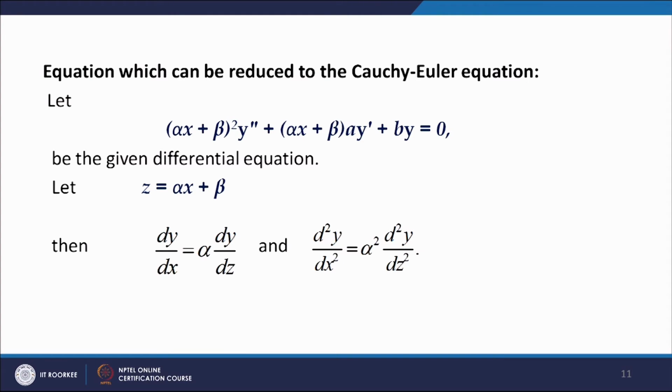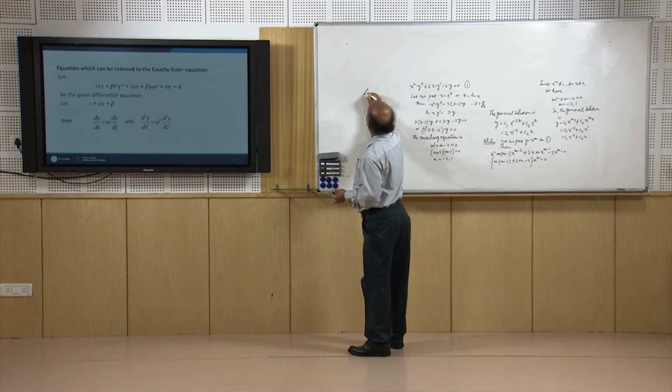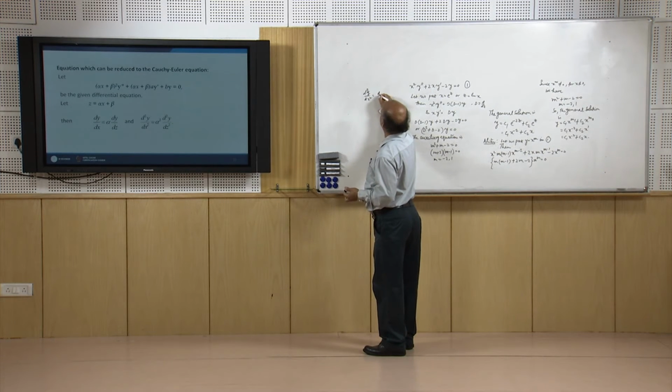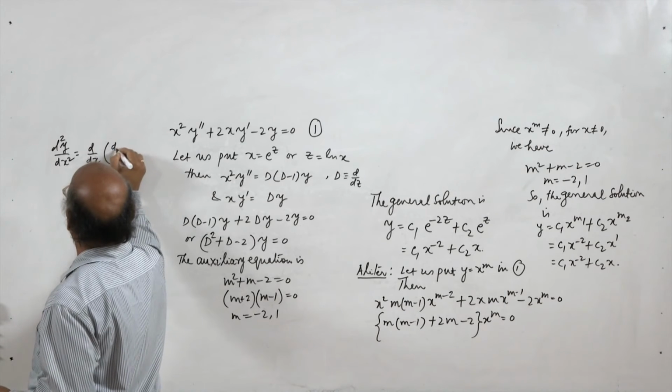We can define z equal to alpha x plus beta. So when we take z equal to alpha x plus beta, we can find dy by dx and d square y by dx square. So dy by dx here will be dy by dz into dz by dx, and dz by dx is alpha. So we write alpha times dy by dz, and from here d square y by dx square will be alpha times d over dx of dy by dz. So d square y over dx square will be equal to d over dx of dy by dx.